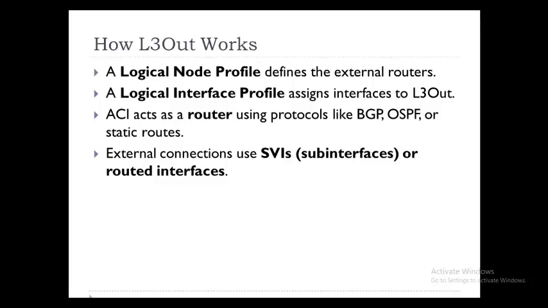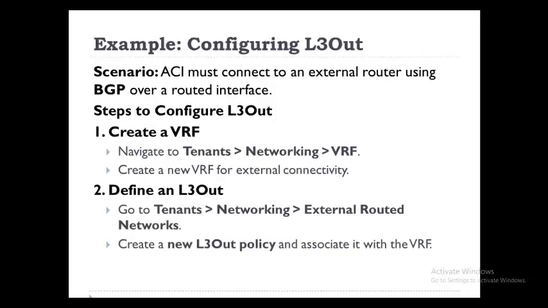This scenario is to connect ACI to the external router using BGP over a routed interface, layer 3. Definitely you need a VRF. This is how we create VRF because it's layer 3. And then external routed network, that we need to create.